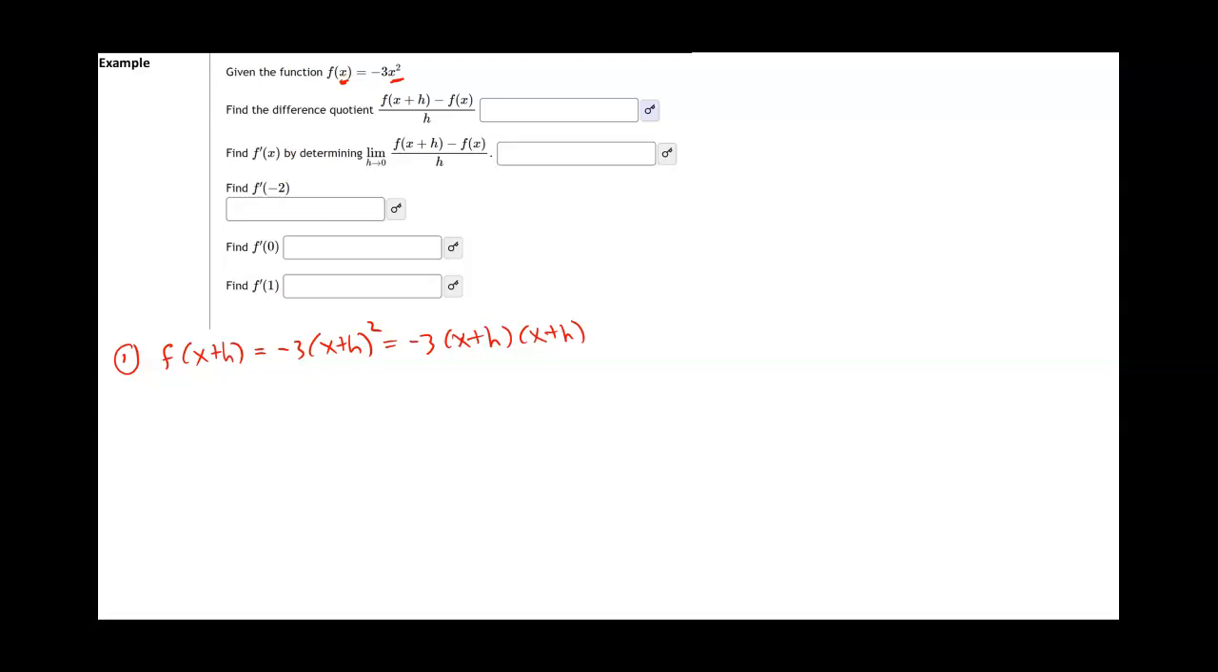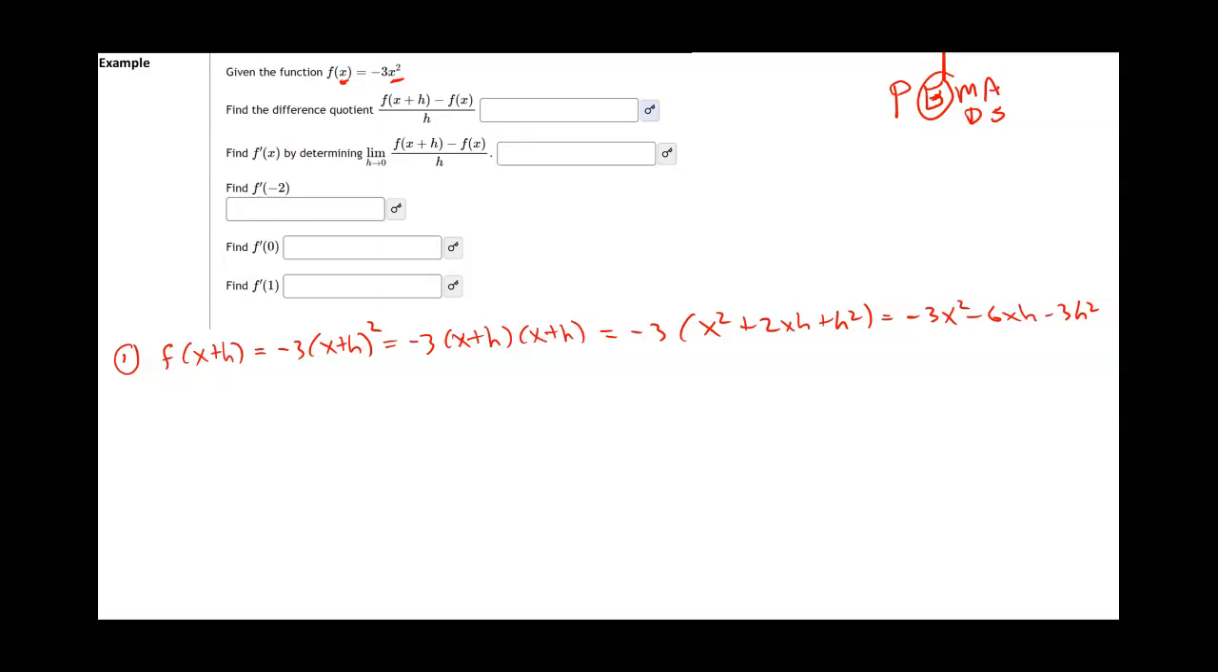Now, order of operations: we have our parentheses, then we have our exponents, and then we have multiply, divide, and then we have add, subtract. So according to PEMDAS, we have to do the exponent first. So we multiply x plus h squared first. And if you FOIL that, it'll give you negative 3 times the quantity x squared plus 2xh plus h squared. And then if you distribute the negative 3, it gives you negative 3x squared minus 6xh minus 3h squared. And that is just the first part, the f of x plus h.